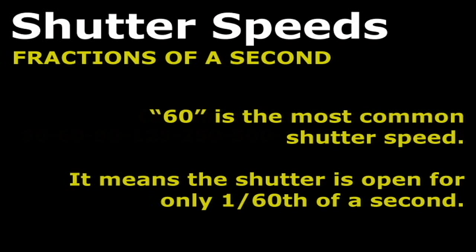The next very important element of exposure control is shutter speed. And shutter speed is all about how long light is allowed to enter the camera. And shutter speeds are presented in whole numbers, but they're really fractions of a second. 60 is the most common shutter speed, and that means that the shutter is open for 1/60th of a second. And these are very precise times.